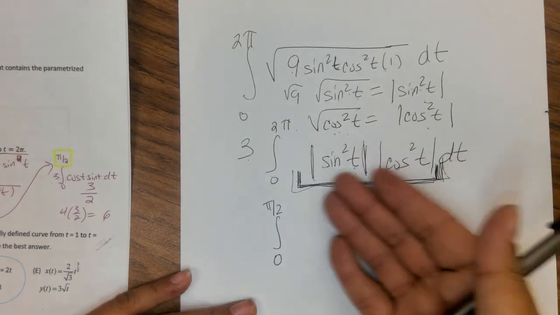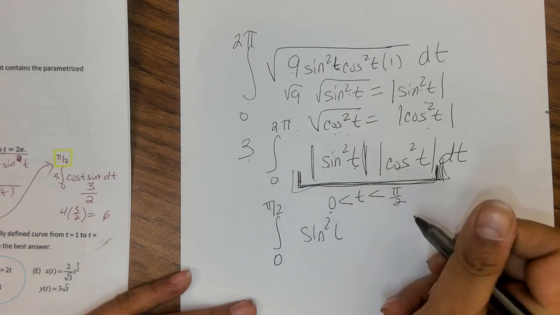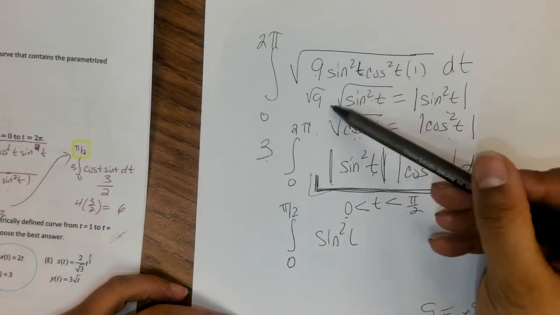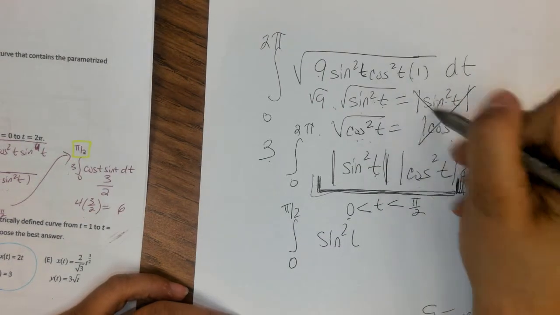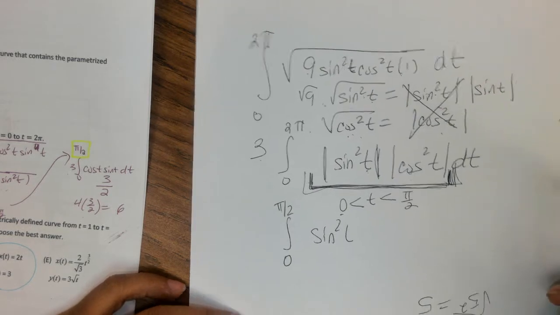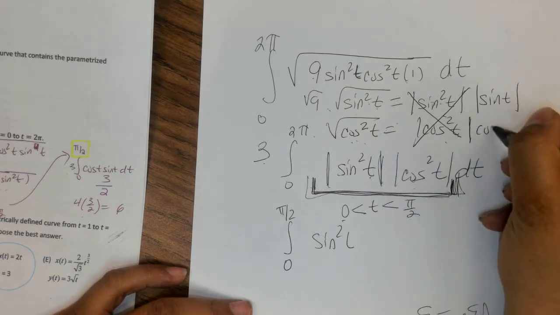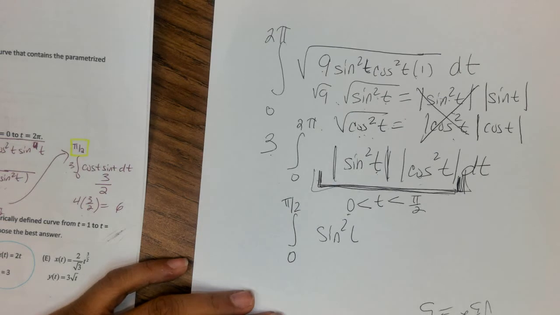We don't need the absolute value bars anymore, because I know, why do I feel like I made a mistake? I did, I'm sorry. The square root of sine squared t is not that. It's the absolute value of sine t. The square root of cosine squared t is the absolute value of cosine t.